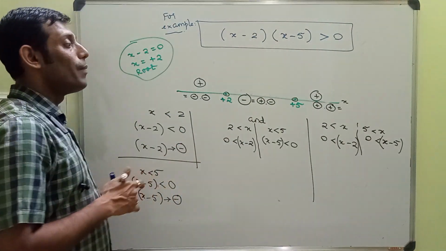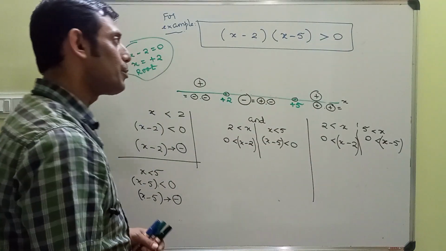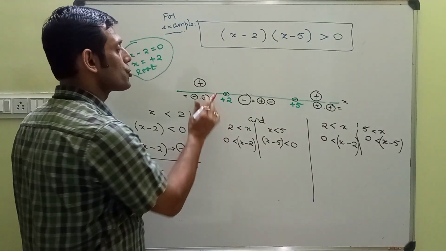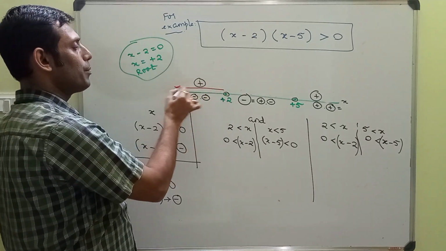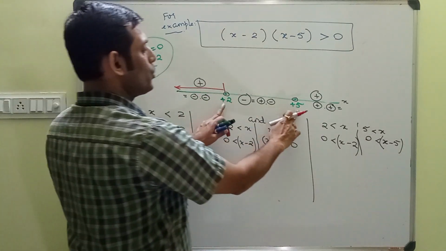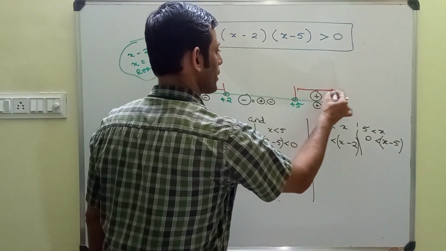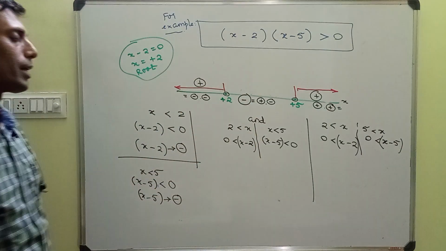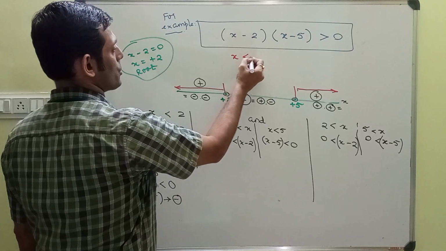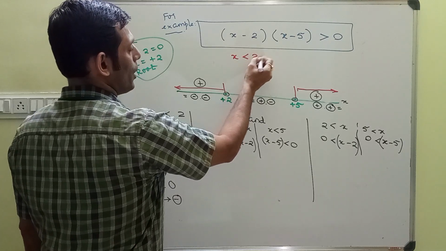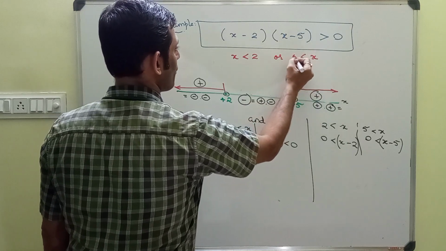Now what next? My requirement is that this product should be greater than 0. That means it should be positive. That means to the left of 2, I have my requirement fulfilled. Between 2 and 5, the product is negative. I cannot take this. And to the right of 5, I can take this. This is the solution set. And where exactly is the solution set? The solution set says that x is less than 2 or x is greater than 5.